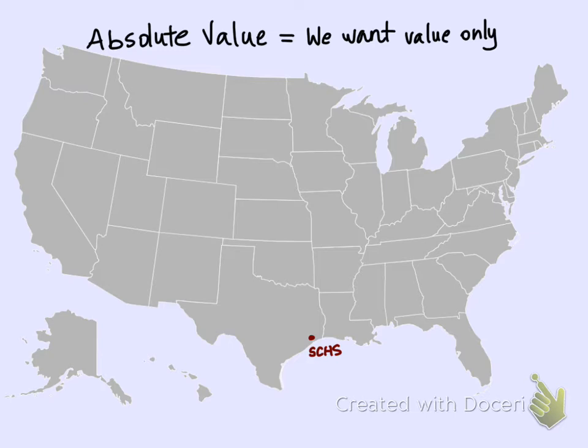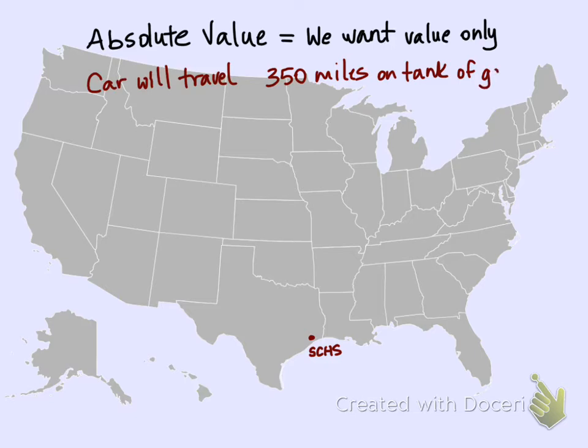And let's say you have a car. And let's say you know that your car will go a certain distance on a tank of gas. Okay, so you know that your car will travel 350 miles on a tank of gas. So your car doesn't really care what direction you go, it only cares how far you went. So this is a tank of gas. So if you wanted to, you could drive 350 miles in any direction.